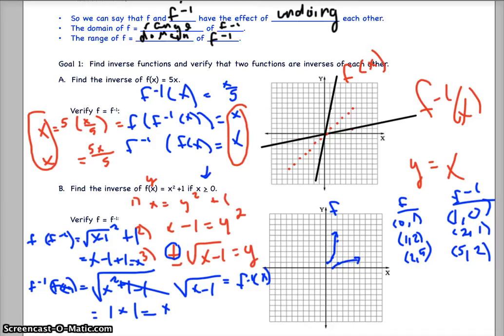And then I want to put in y equals x to check for the symmetry. And as I graph y equals x, I see that it goes right through the middle there. So that completes goal 1. I hope this has helped.